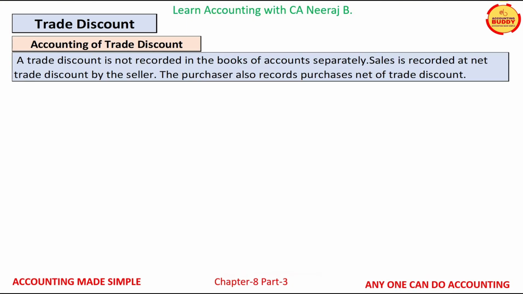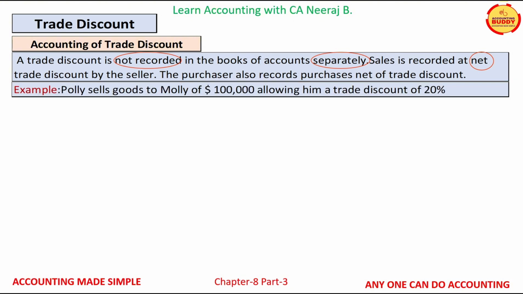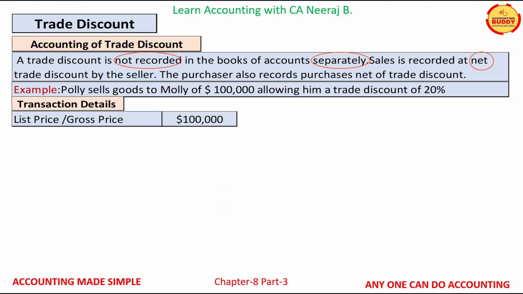A trade discount is not recorded in the books of accounts separately. Sales is recorded at net of trade discount by the seller. The purchaser also records purchases net of trade discount. For example, Polly sells goods to Molly worth $100,000 at a trade discount of 20%. Let us analyze this business transaction.